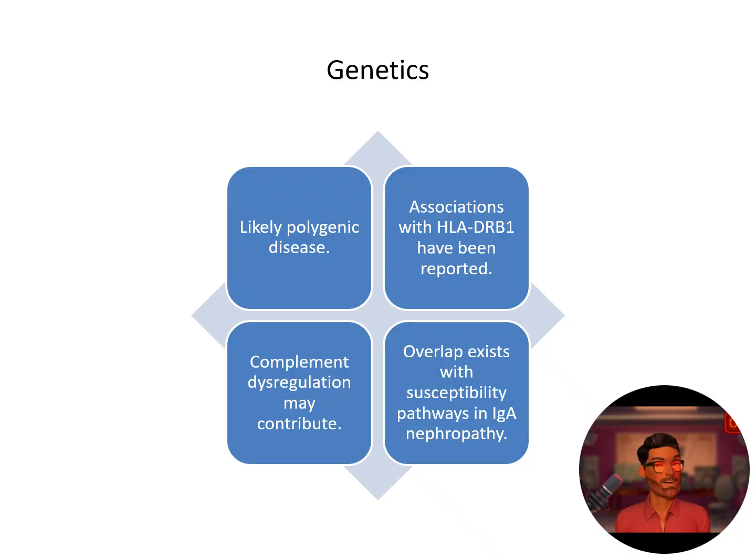Is there a genetic component? Well, it is a likely polygenic disease. There are associations noted with the HLA class II DRB1. Complement dysregulation may occur, although complement is typically normal. And as we mentioned a couple of times already, overlap exists with IgA nephropathy, and it probably exists on some sort of spectrum.